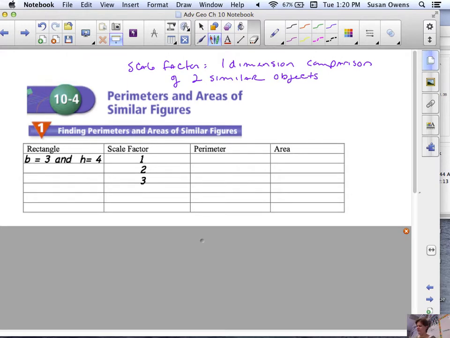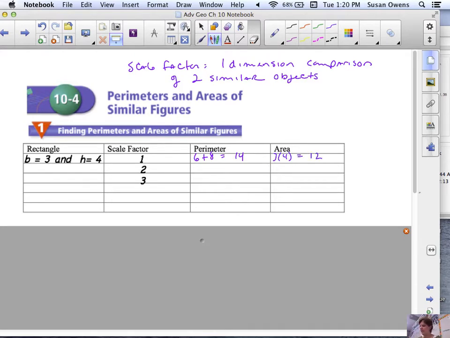Okay, so what I have is a rectangle, and I'm going to call the first one scale factor 1, and we can quickly find the perimeter of this rectangle. It's going to be 2 of the 3's and 2 of the 4's, so 6 plus 8 is 14. And the area, just multiply them together. So that's just going to be 3 times 4 equals 12.